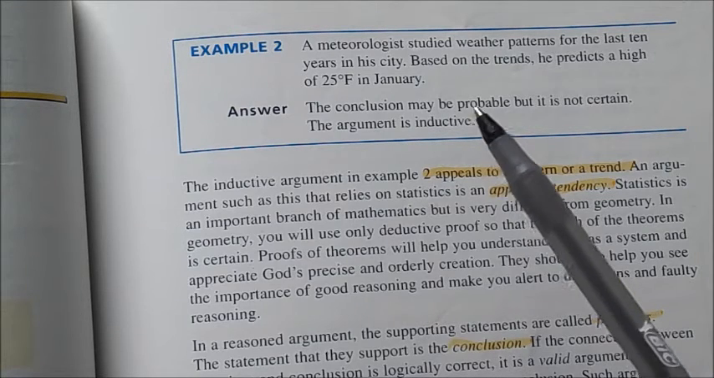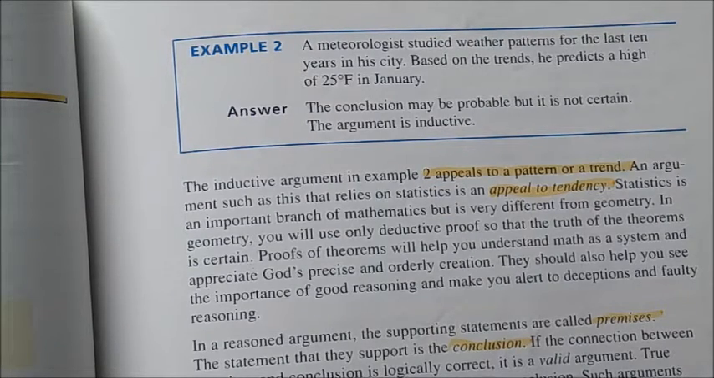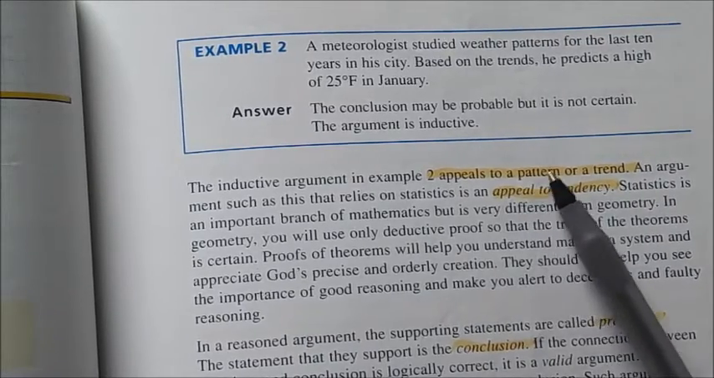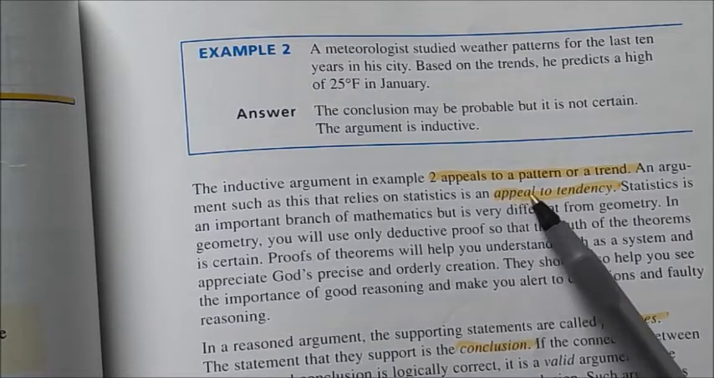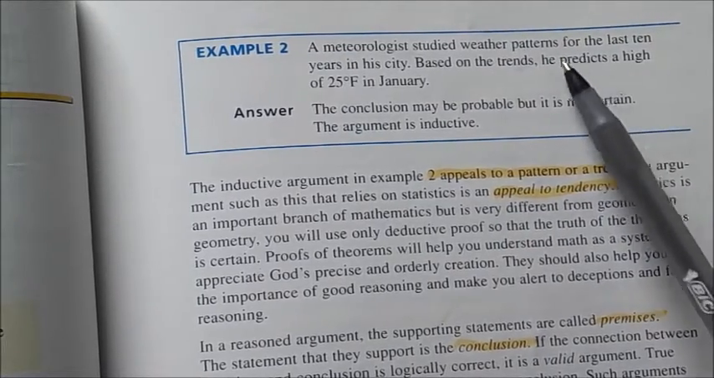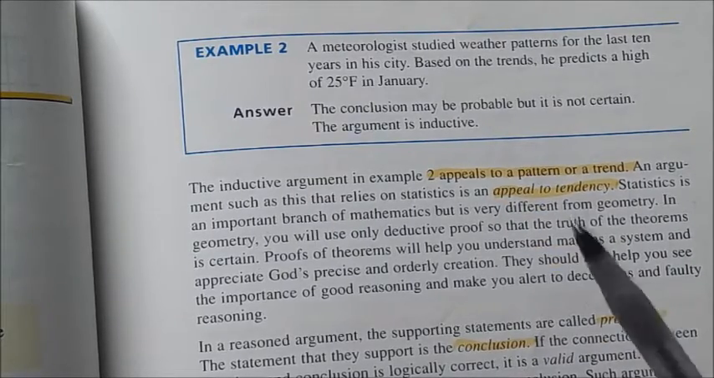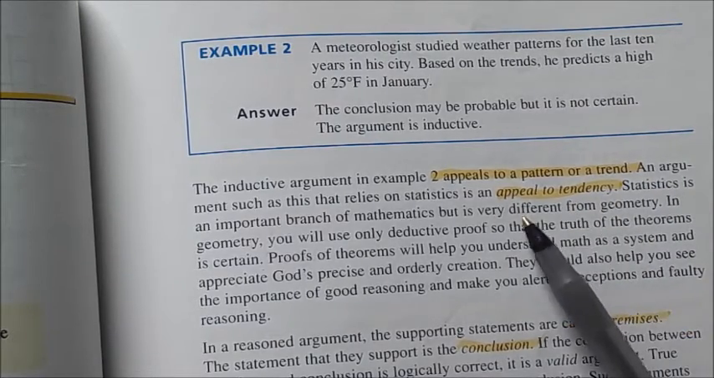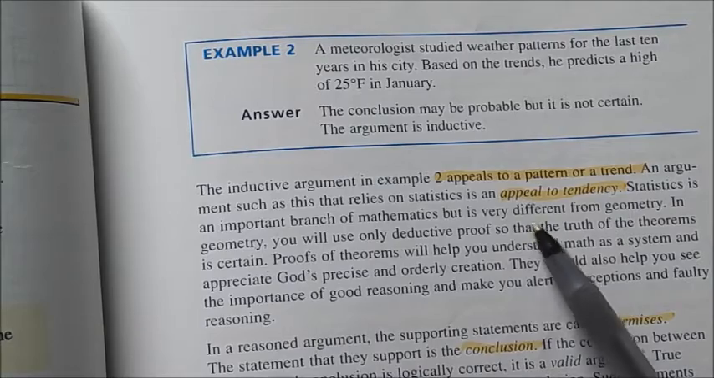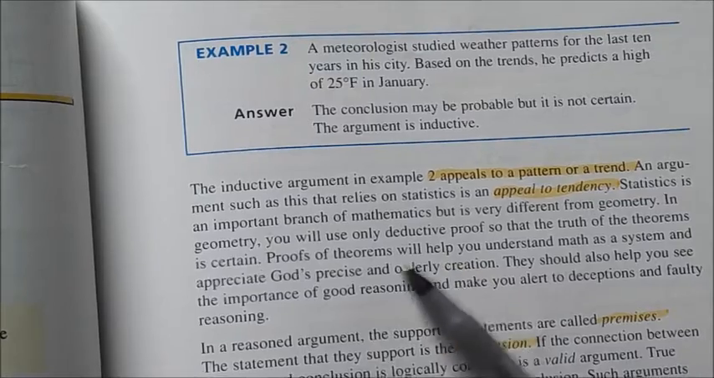So it says the conclusion may be probable, but it's not certain, so that's why you're going to call this one inductive. All right, so this is the inductive argument in example 2 appeals to a pattern or a trend. So I have it highlighted right here. That's what we call an appeal to tendency. There's a tendency for this to happen, so that's what we're appealing to. It's what you're relying on for your argument. So it says this is statistical. Statistics is an important branch of mathematics, but it's very different from geometry. In geometry, you will use only deductive proof so that the truth is certain.